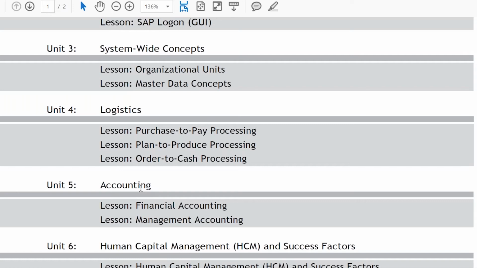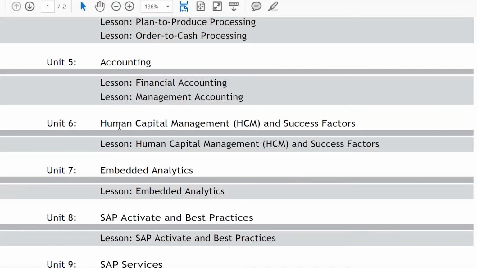To do those functionalities, of course, you may require the help of a functional team, but being an administrator, you should give some kind of inputs and thoughts to those people so that they can also do their part. So that's the reason we have this logistics and accounting section as our unit 4 and unit 5. And next, if you could see here, human capital management and SuccessFactors.